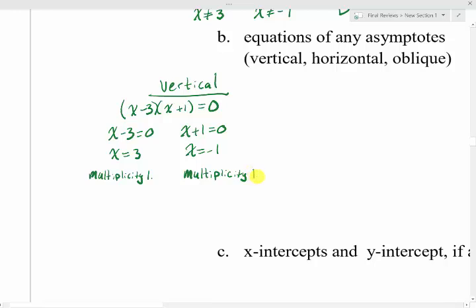So if we remember, the multiplicity on our vertical asymptotes will tell us whether or not we're going in the same direction on either side of the asymptote or opposite directions. Well, since it's an odd multiplicity, one side will go to infinity and one side will go to negative infinity. And same thing for this asymptote.